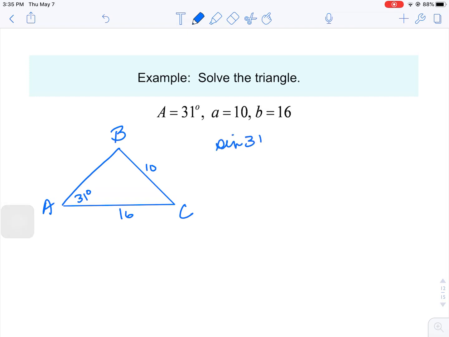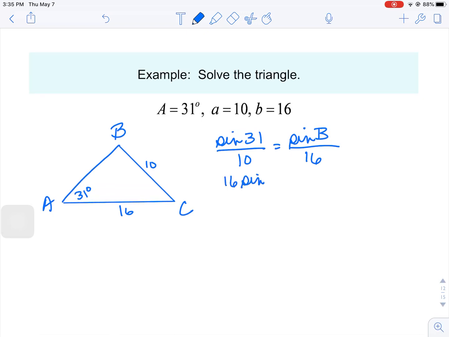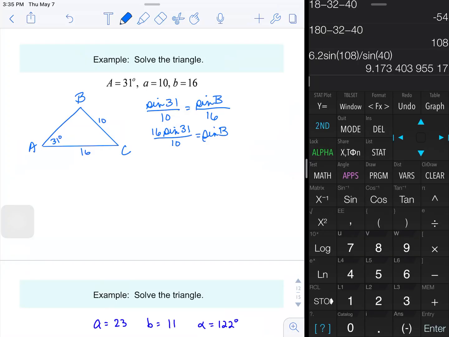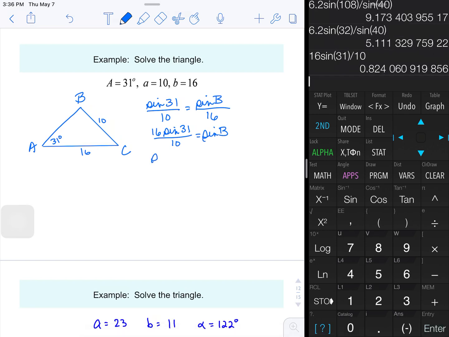And sine of 31 over 10 has to be equal to the sine of B, I'd like to know angle B, over 16. So now we'll multiply both sides by 16. And we're going to use our calculator. So let's see, 16 sine of 31 divided by 10. Remember, it's very important your calculator is in degree mode, otherwise you'll get all incorrect answers. So now I know sine of B is equal to 0.824, roughly.